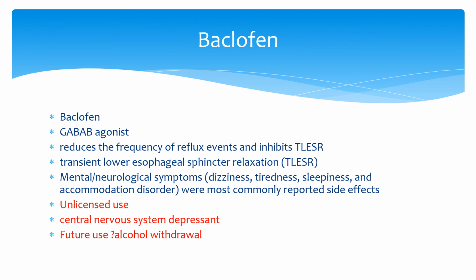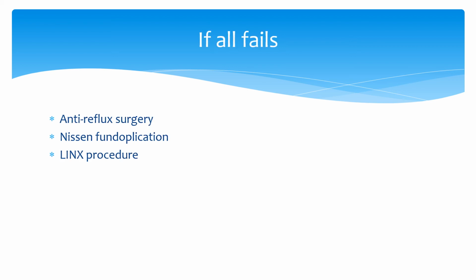Now, very rarely you could use a medication called baclofen. Baclofen is a GABA B agonist and will reduce the frequency of reflux events because it will prevent the transient lower esophageal sphincter relaxation from occurring. This is an unlicensed use and is often tried in those patients who have failed all other medications.